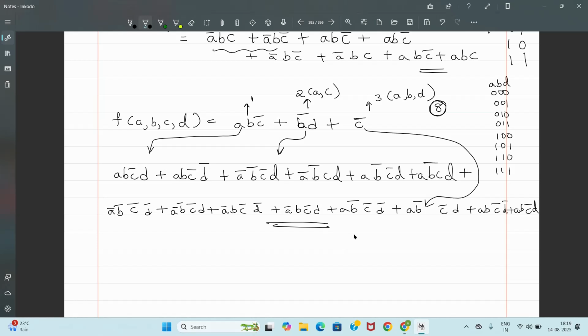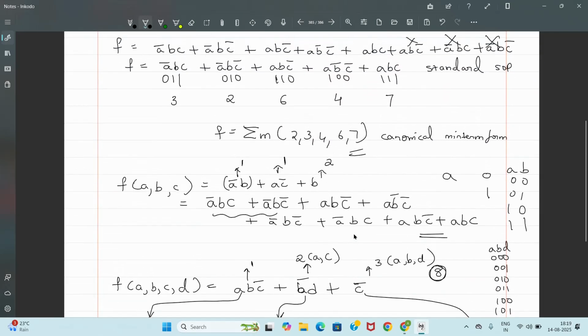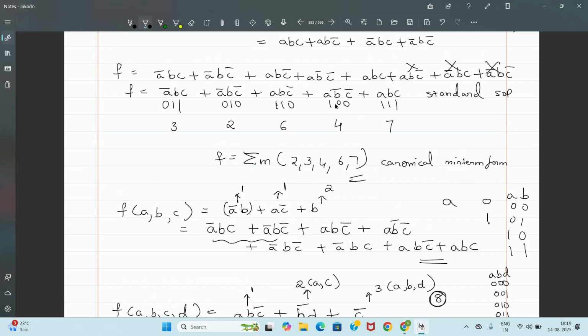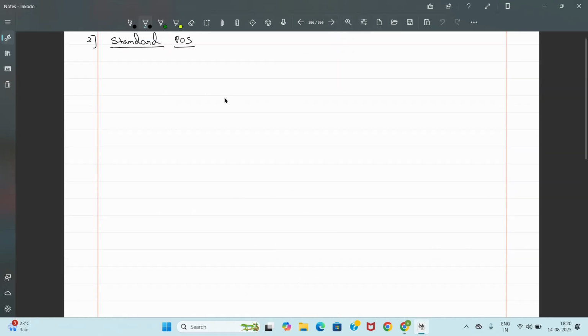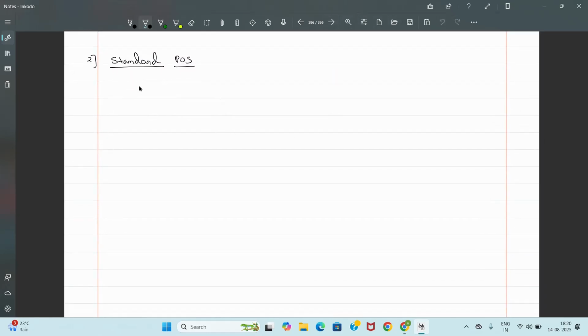And if at all they ask you to find the minterm form, minterm representation, once you get the final answer, convert it to binary, binary to decimal, and then write the numbers in the order along with summation m. That gives you minterm form. Okay. Now coming to the SOP conversion, standard SOP.